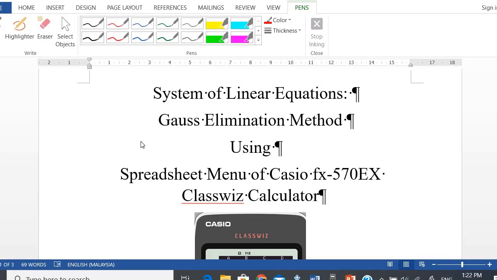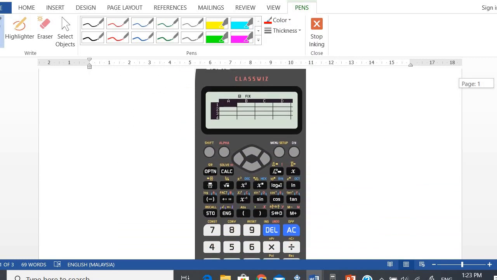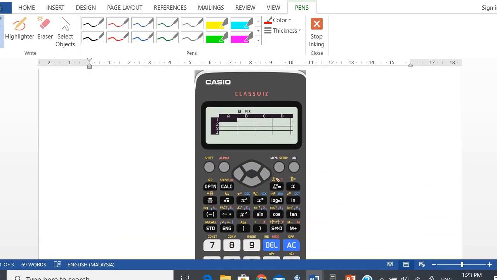Today I'm going to present how to solve a system of linear equations by the Gauss elimination method using the spreadsheet menu of the Casio FX-570EX Classwiz calculators. This is a spreadsheet menu and this is the Casio Classwiz calculator that we use.